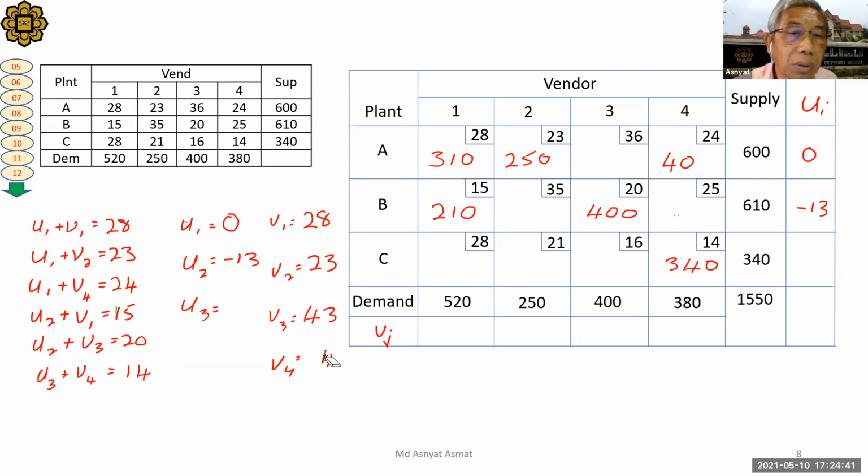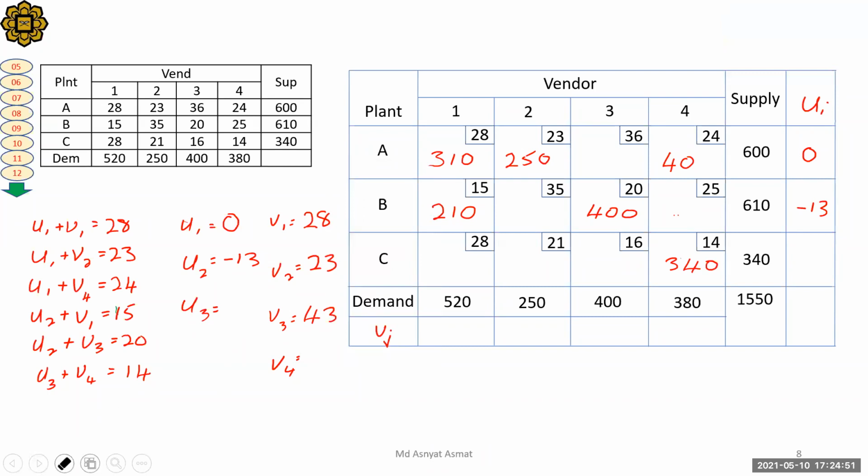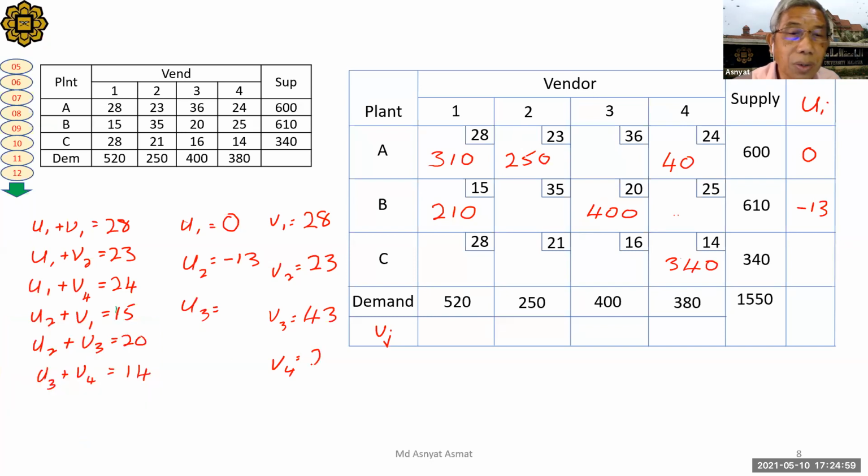P3 is 33. Does it affect this one? Okay. V4 is still 24. No, I cannot undo. We have to rewrite. 24. It's 24. This one negative 10.